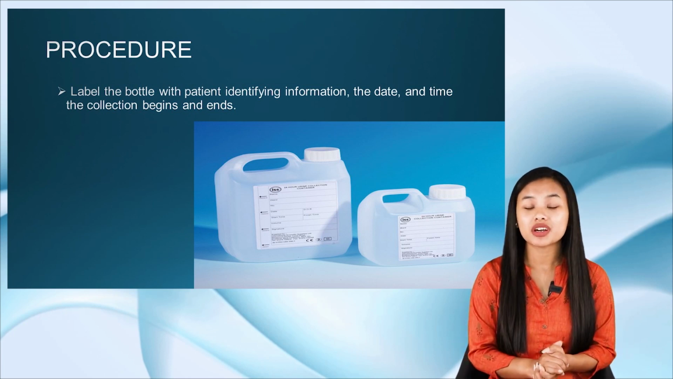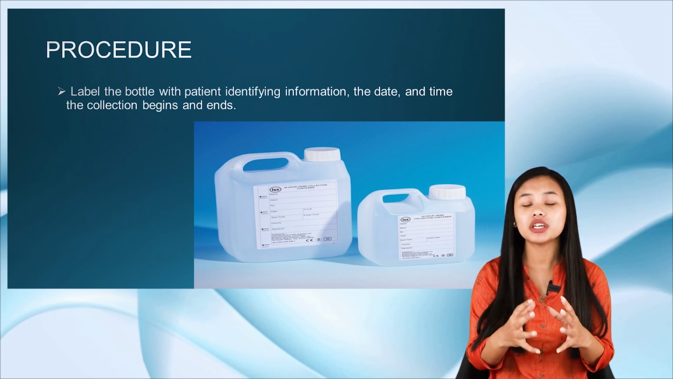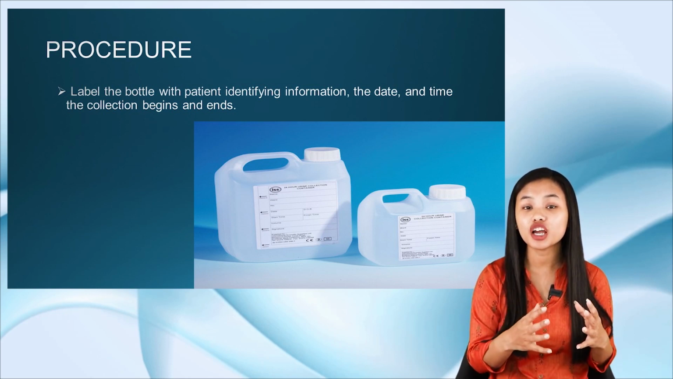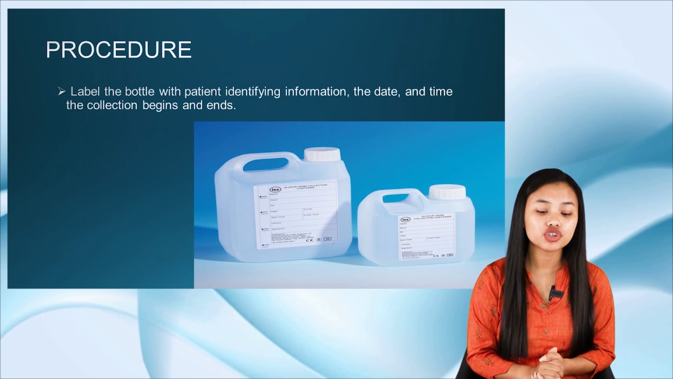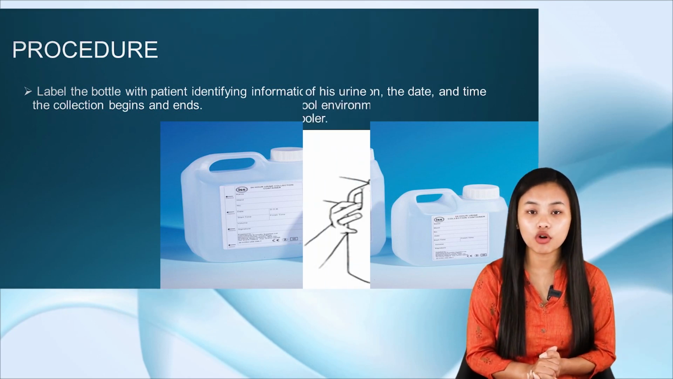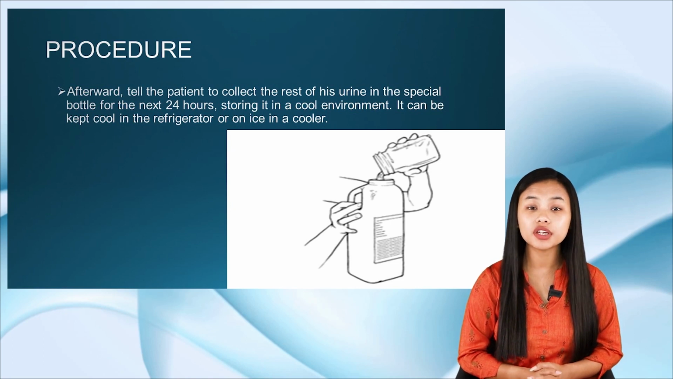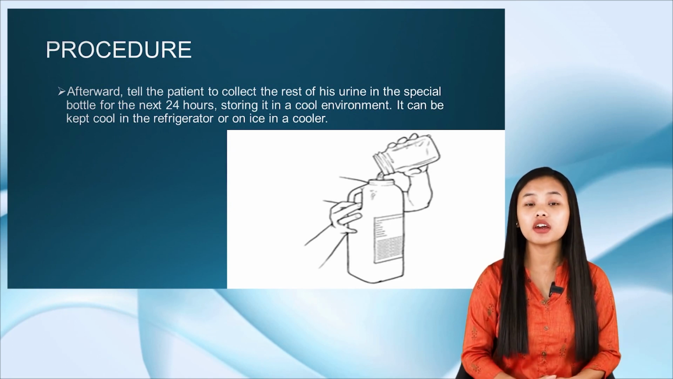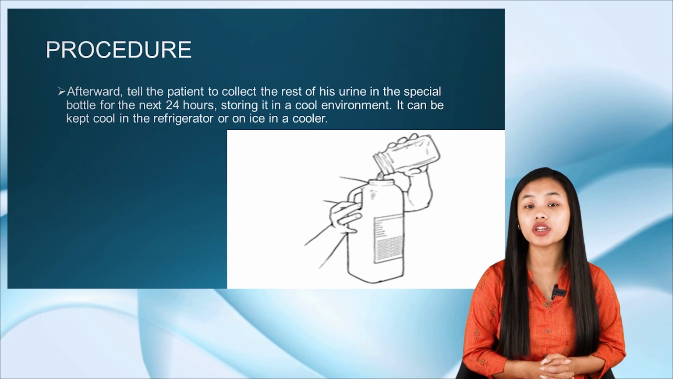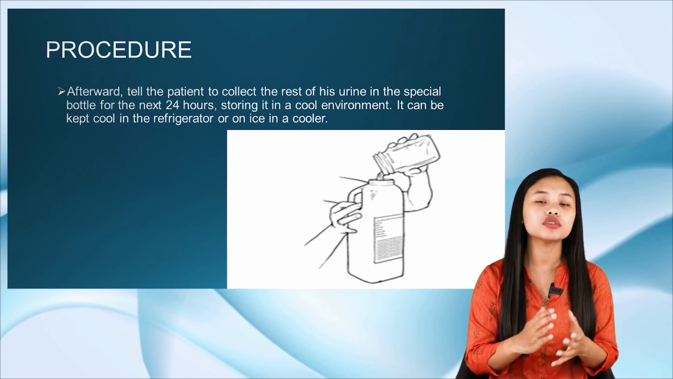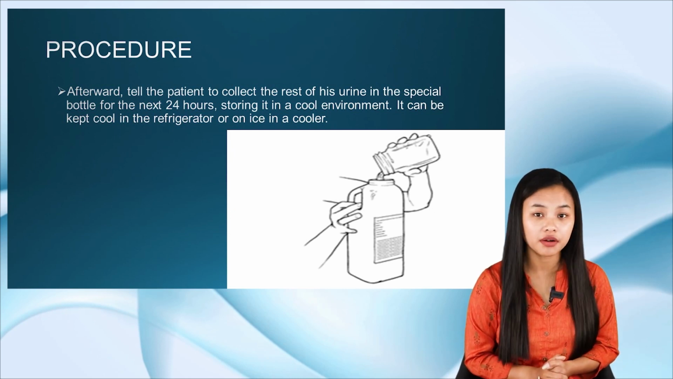And you must also instruct the patient that whenever they urinate, they must make sure that they flush down the urine down to the toilet when he gets up in the morning. And after this is done, then he can start collecting the urine in the special container which has been provided to them for the next 24 hours, and also store it in a cool environment.